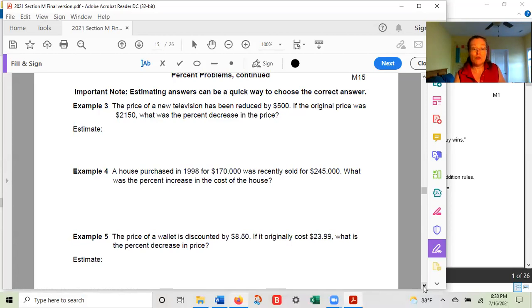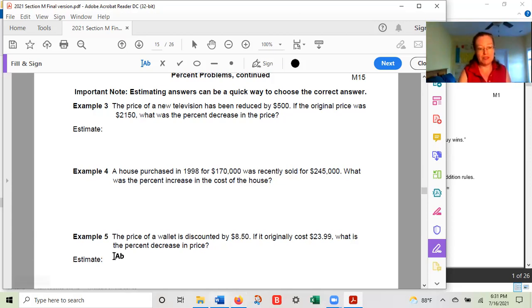Example number 5. The price of a wallet is discounted by $8.50. If it originally cost $23.99, what is the percent decrease in price? Okay, and we're thinking about an estimate here. So what if we rounded $23.99 to $24. And if you're fairly good with your multiplication table, then you know that 8 goes into 24 evenly. 8 times 3 is 24. So it looks to me like they've taken away 1/3 of the amount. If 8 times 3 would give us the $24 originally, then it's been discounted by 1/3, or approximately 33%.